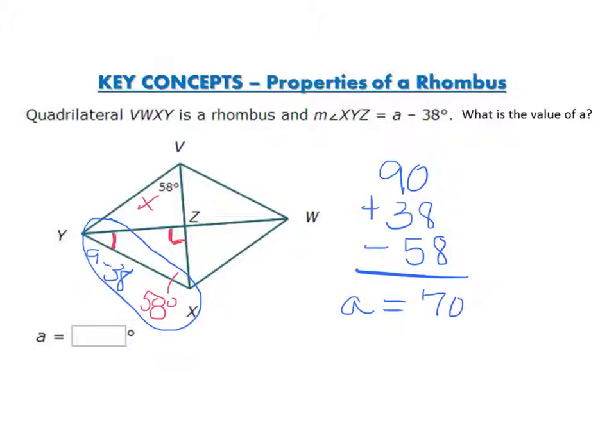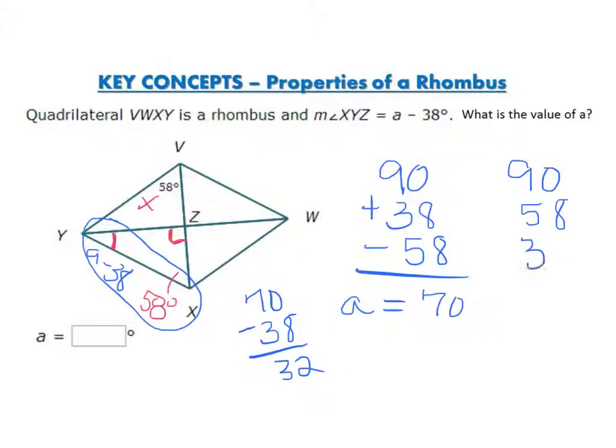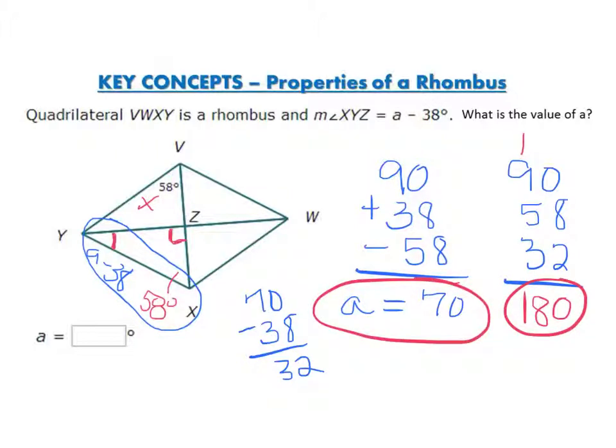Now, to make sure that they add up to 180, I would need to take my 90, my 58, and I wouldn't take 70. I would need to take 70 minus 38, which is 32. Now, when I add those up, 8 and 2 is 10, 9 and 9 is 18, and all three of them, when they added up, equal 180. So the value of A, however, is 70.